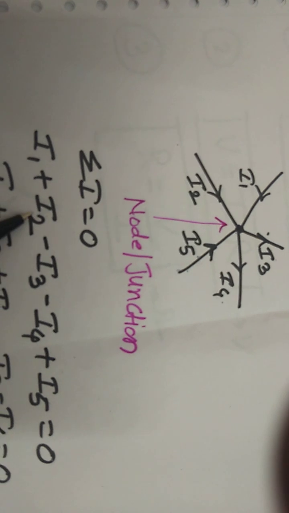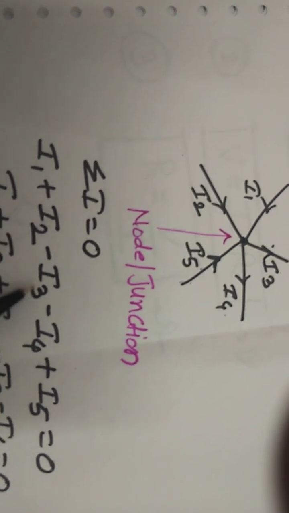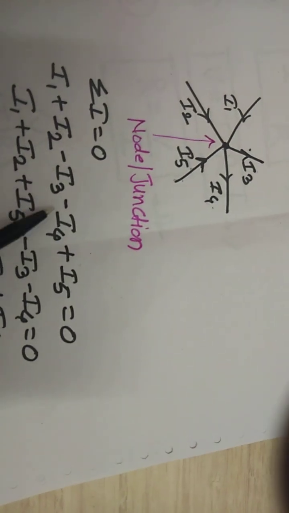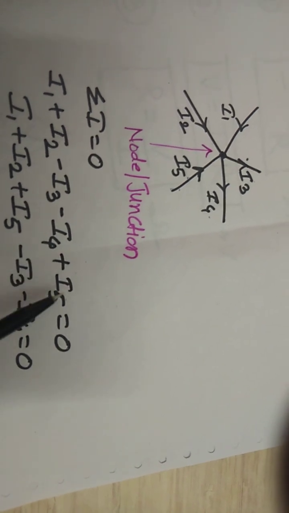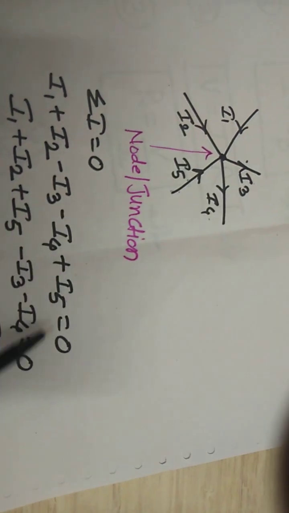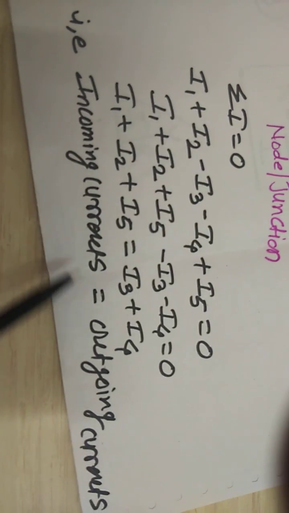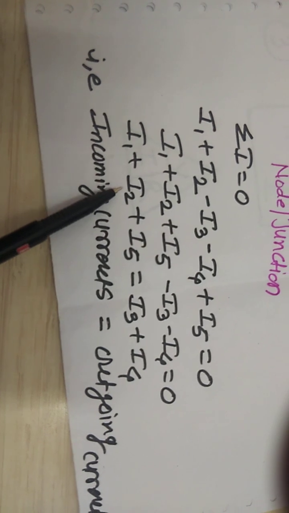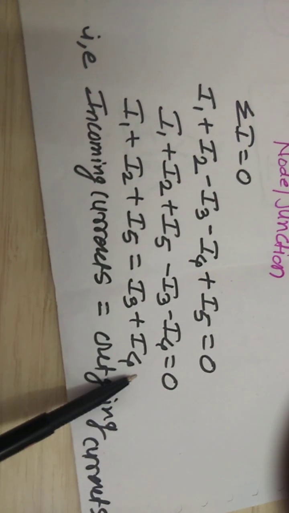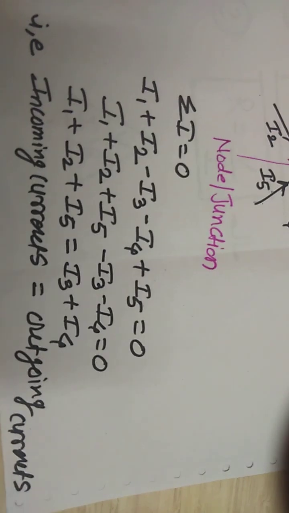So current I1 is positive and I2 is positive because both currents are coming toward the junction. Current I3 is taken as minus because it is away from the junction. Take minus I4 plus I5, because current I5 is coming toward the junction, equal to 0. By solving this, we get one equation: I1 plus I2 plus I5 is equal to I3 plus I4, which means incoming current is equal to outgoing current.